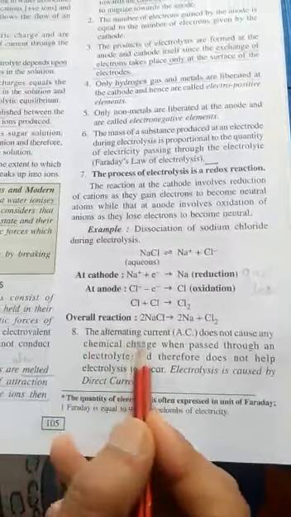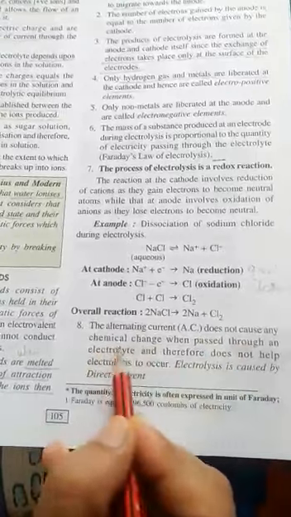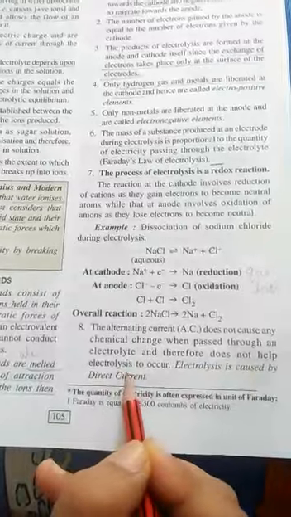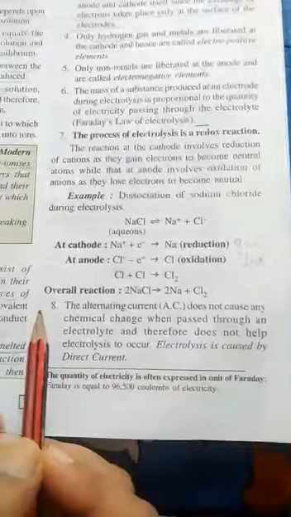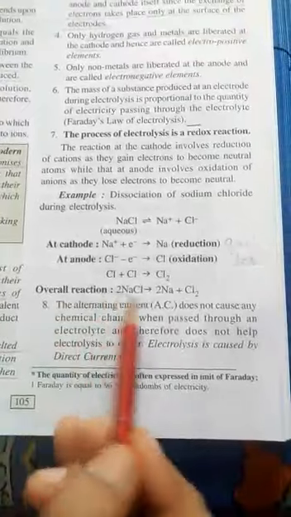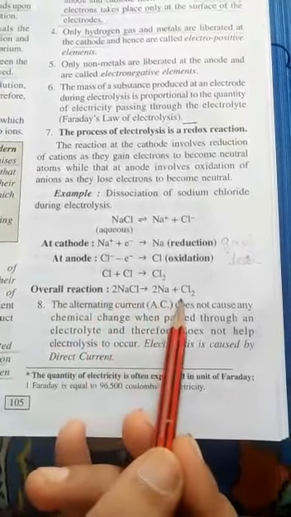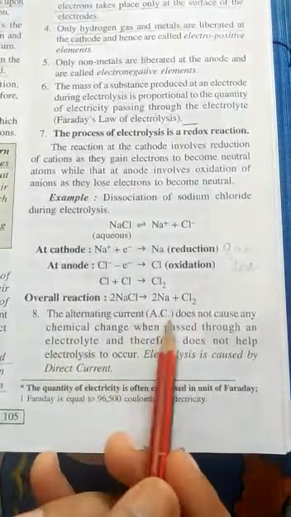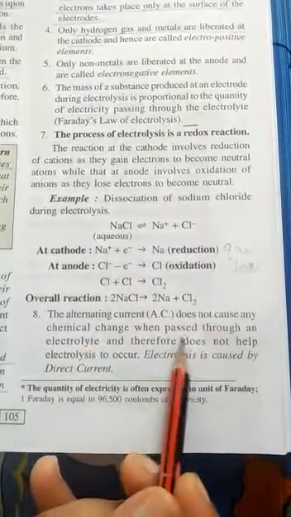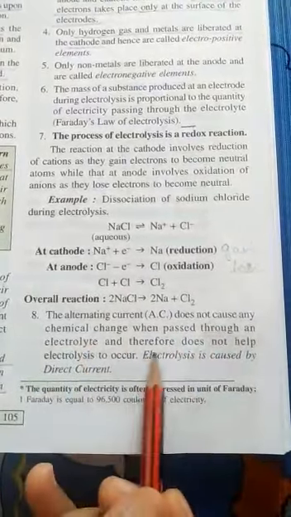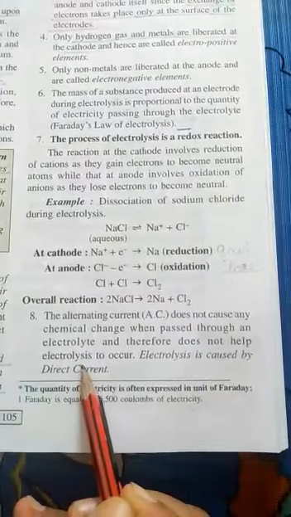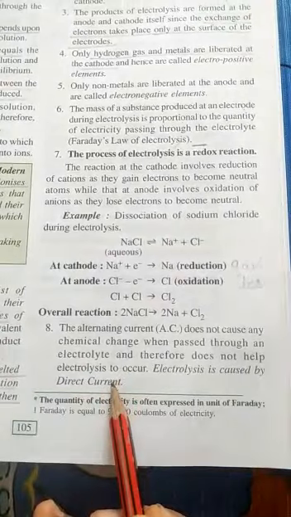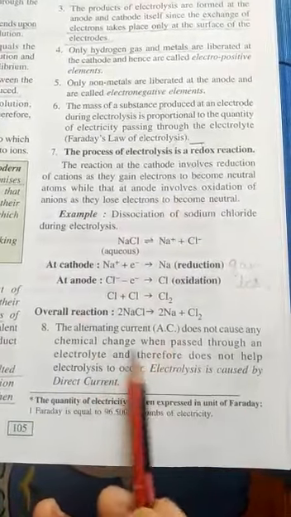Point number 8. The alternating current, AC, does not cause any chemical change when it passes through an electrolyte, and therefore does not help electrolysis to occur. Electrolysis is caused by the direct current. So we use the direct current, not the AC current, for the reason given here.